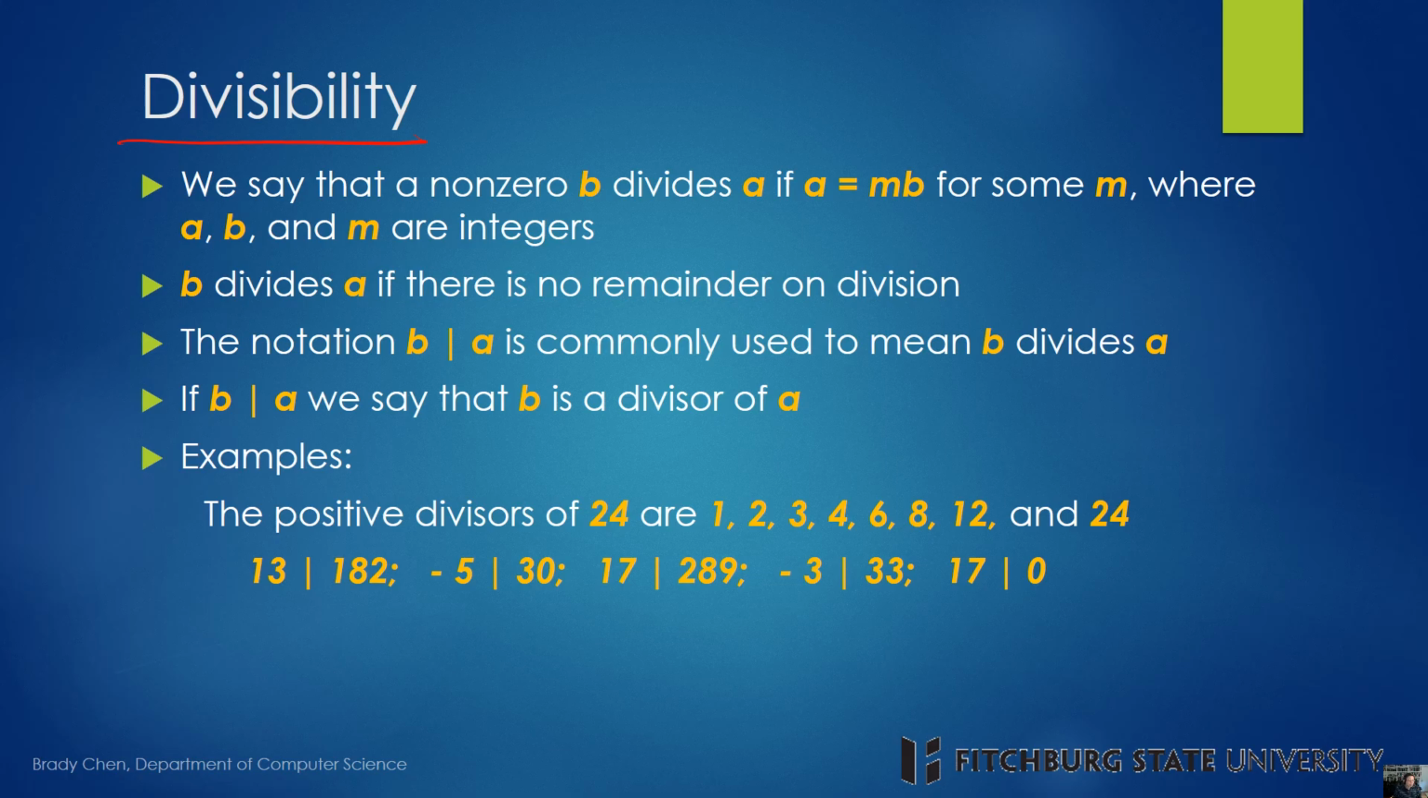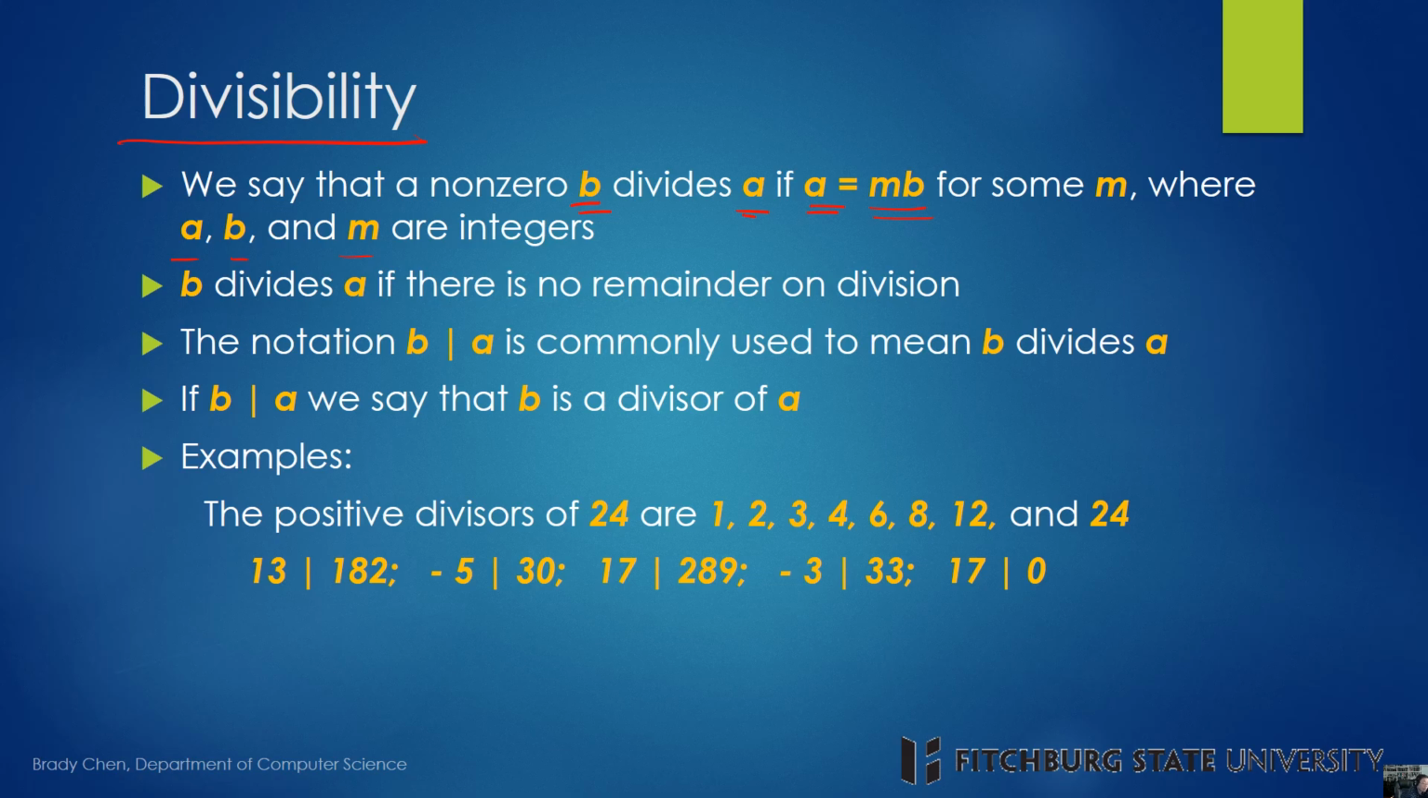Let's first define what it means that B divides A. We say that a non-zero number B divides A if we can write A as the multiplication of B and another integer M. All the numbers involved are integers: A, B, and M. So B divides A if A equals M times B. Also, if we say B divides A, that means you can divide A by B, and there should be no remainder on the division.